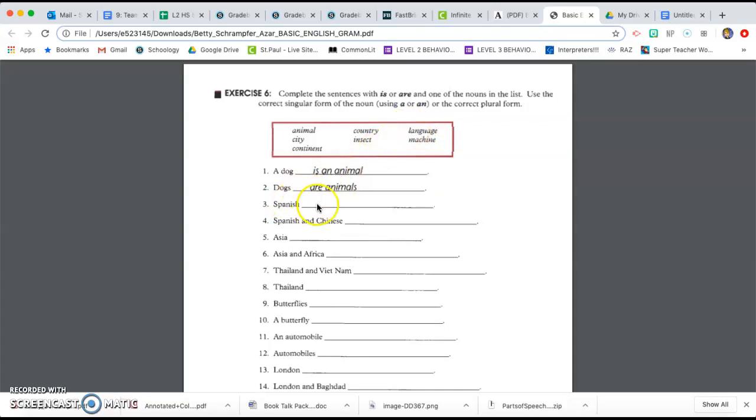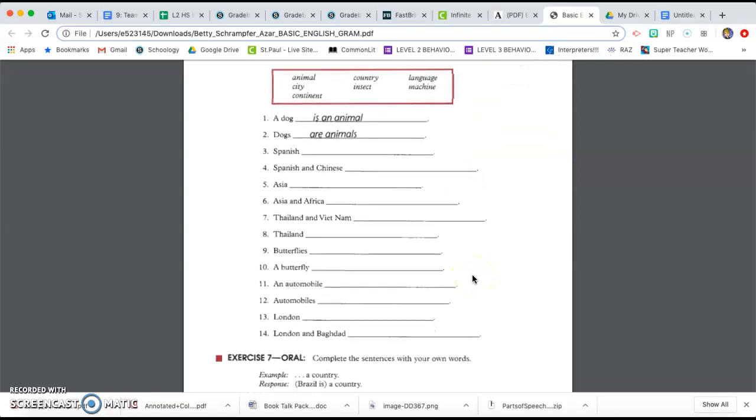Spanish is a language. Oh, but now we have 2 languages, Spanish and Chinese. They're still languages, but we need to change is to are. So we'll write Spanish and Chinese are languages. Put the S on the end, languages.